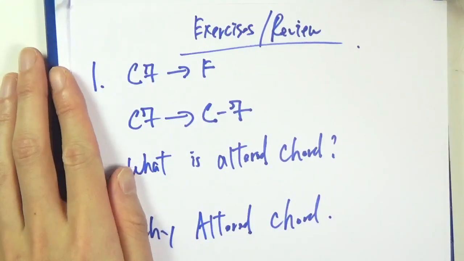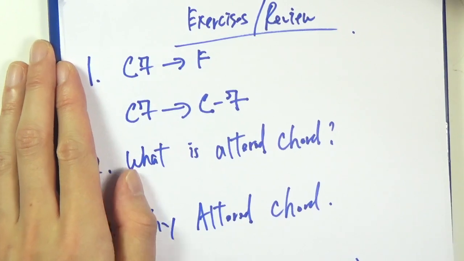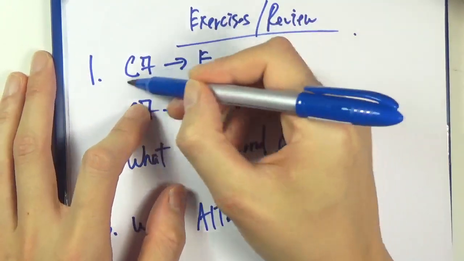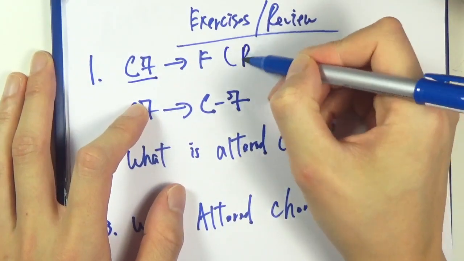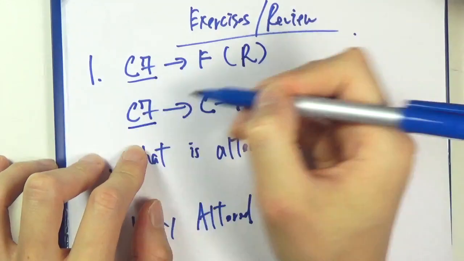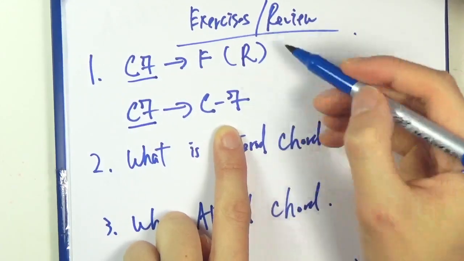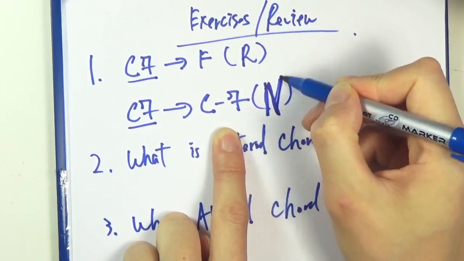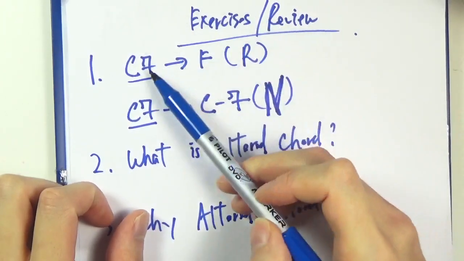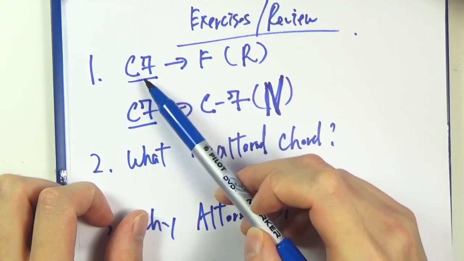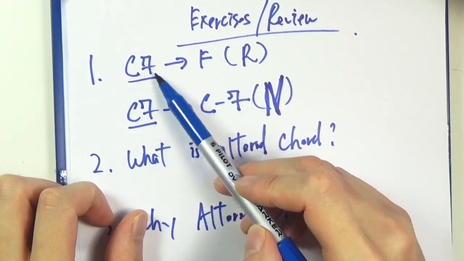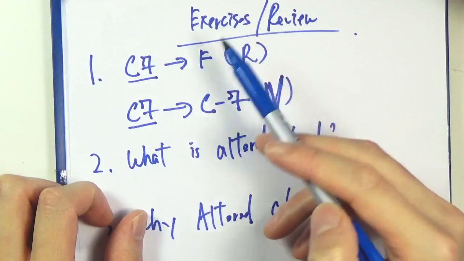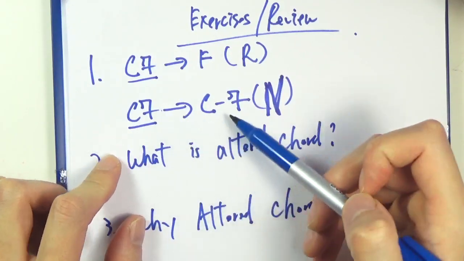So C7 going into F, you can probably guess what I'm trying to ask, right? This one is a resolving chord. This one, C7 going into C-7, is non-resolving. Oh, I apologize for my poor penmanship. Okay, so again, C7 going into F is a resolving chord because the C7 goes up a fourth, the root goes up a fourth, and here the root just stays.